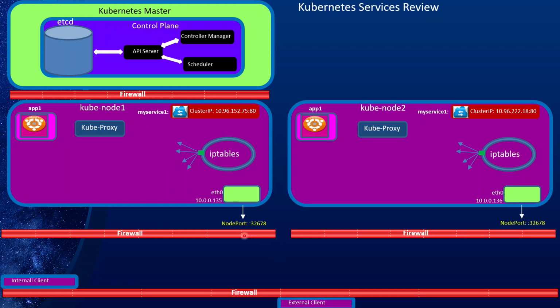So again, we need to create a rule on each node that will allow the traffic coming in for that server and that port number. And for our external client, we also need to open a port or define a rule in the firewall that will allow traffic to all the nodes that are part of our cluster, and also allow it to go through that port.